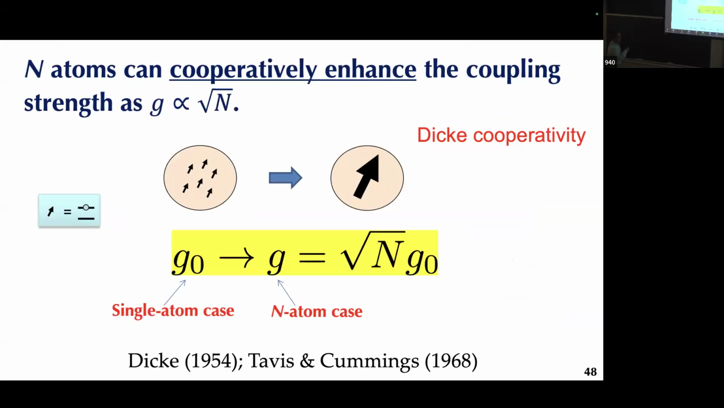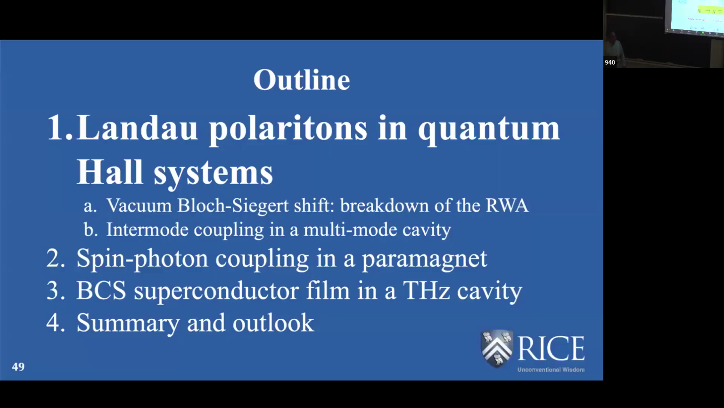We also have a particular advantage using condensed matter systems. There's a process called Dicke cooperativity. When you have a collection of two-level atoms, let's say N two-level atoms, and they all interact with a single mode of electromagnetic field, then the light-matter interaction is enhanced in proportion to the square root of the number of atoms. Well, in condensed matter systems, we have many, many atoms. So we can take advantage of this cooperative enhancement.